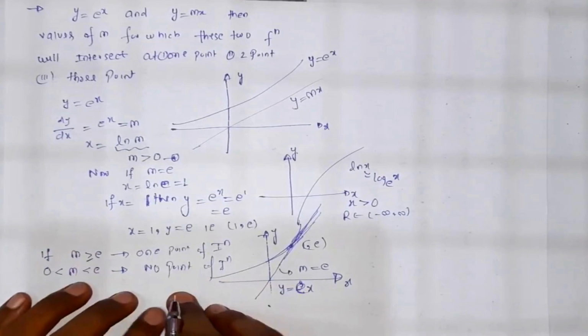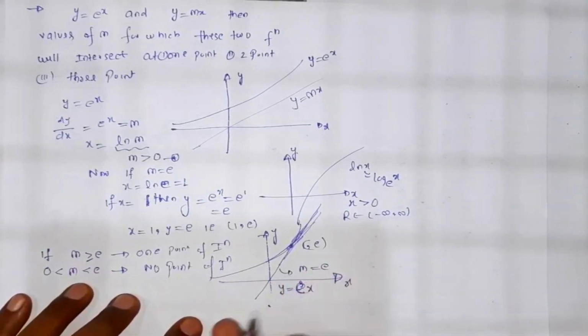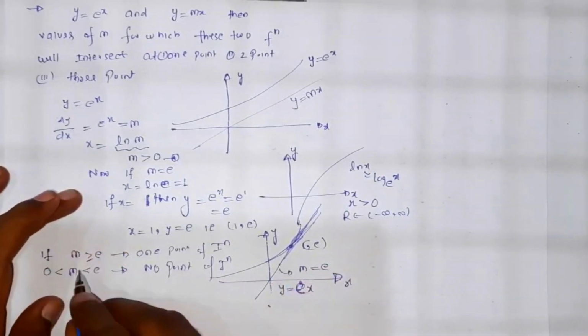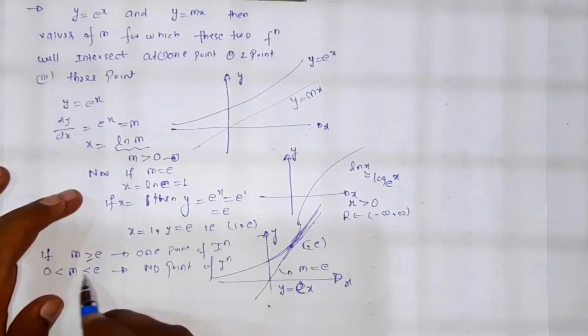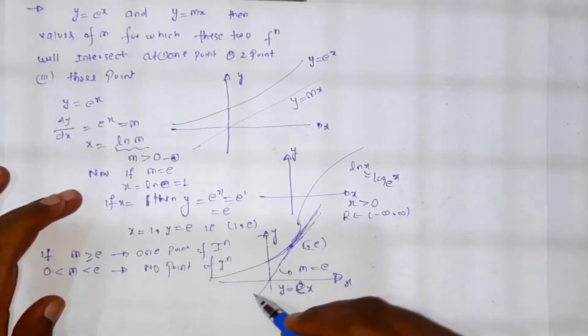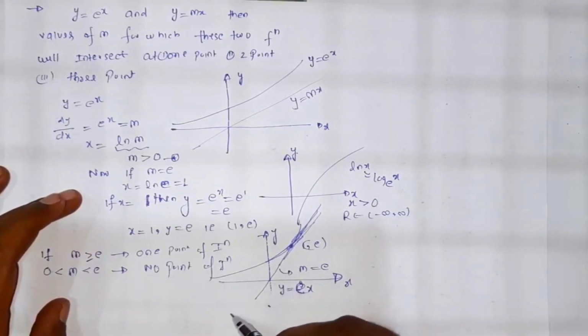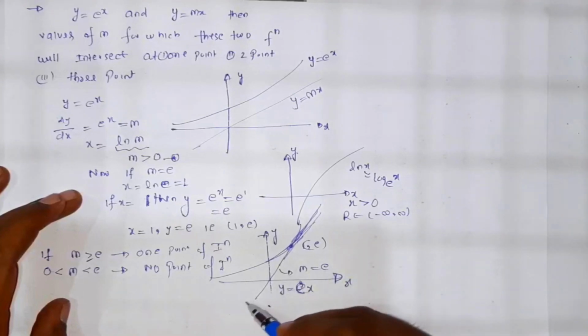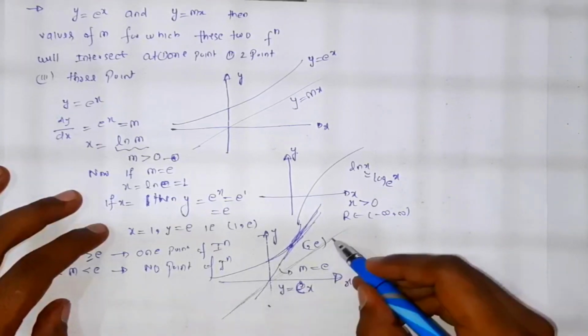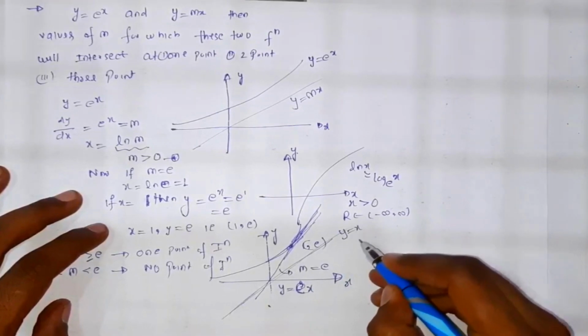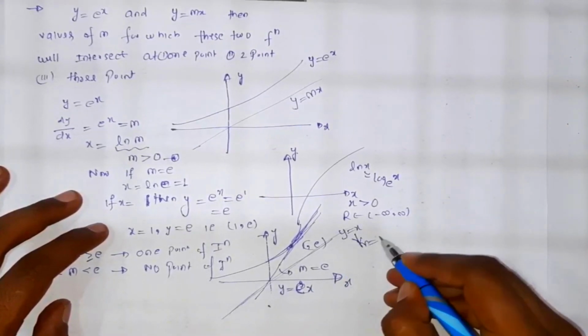Okay, so if m is less than e and greater than 0, there will be no point of intersection. Like the line will be like this. Okay, the line will be like this. This is the y equals x line. Here the slope m is equal to 1.